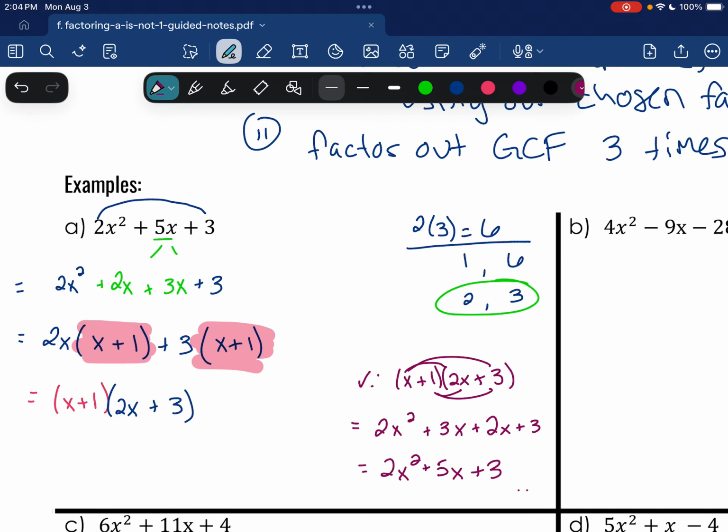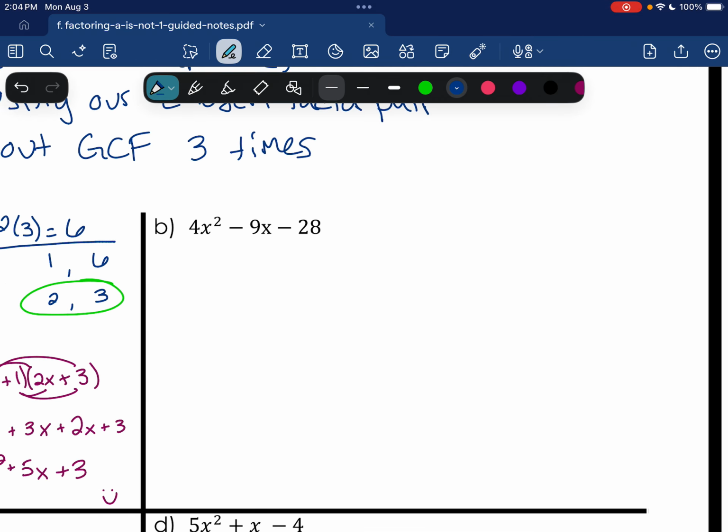Oh, and lo and behold, that's what we started with. So we know that we are done. We can box up our answer. All right, next.